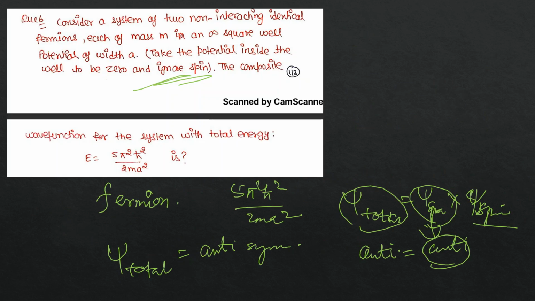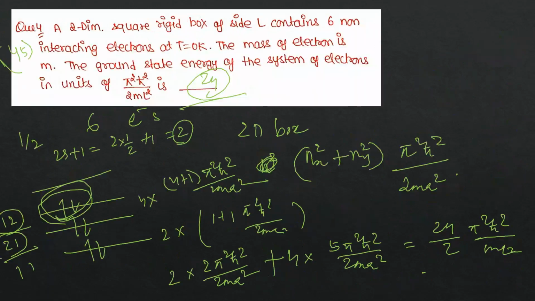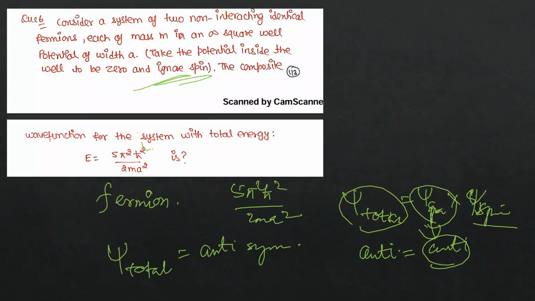Okay, next question. The ground state energy of this was what number question? 44, 5, 6, 7. This is 47.